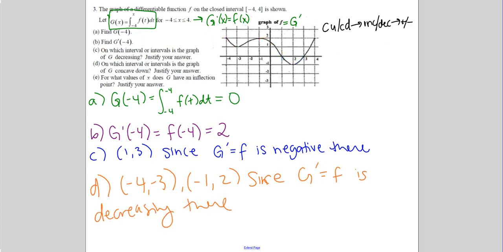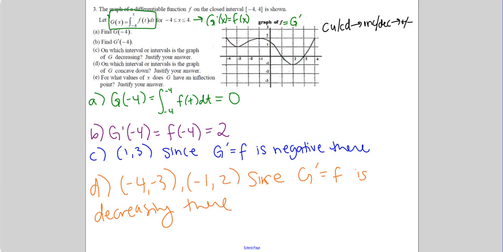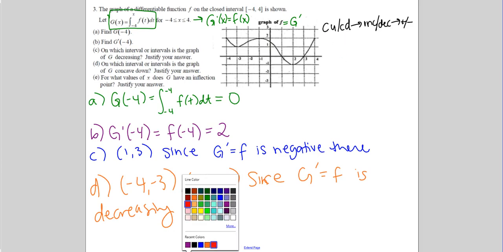Part E says for what values of x does g have an inflection point? Justify. So an inflection point on g would be where g changes concavity.